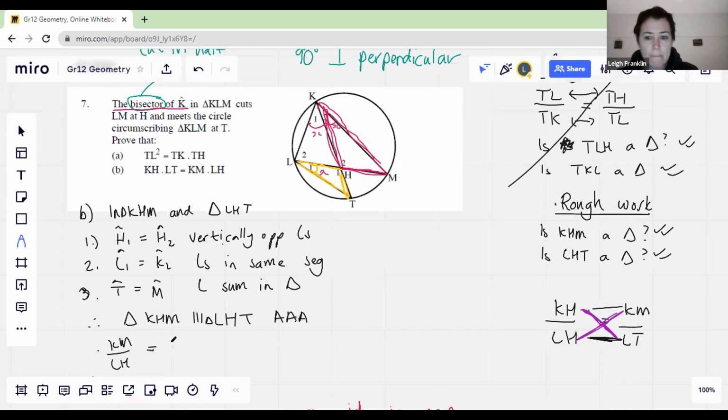Equals HM over HT. Lovely. HM over HT. Good job. Equals. Last one. Indeed. Okay, so KM over LT. Reason: corresponding sides in proportion. Okay, let's just move this up a little bit.